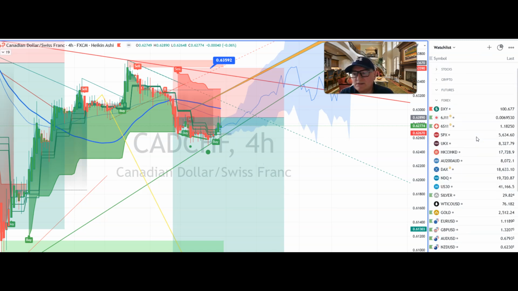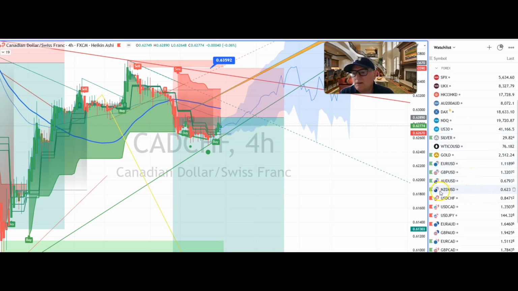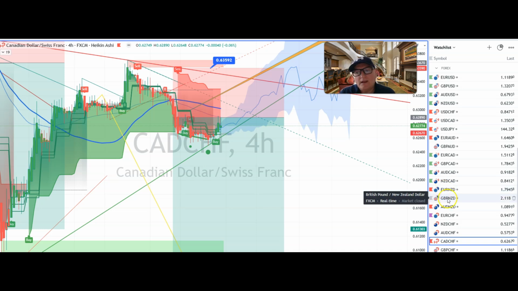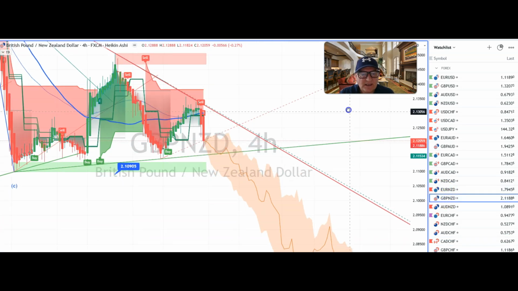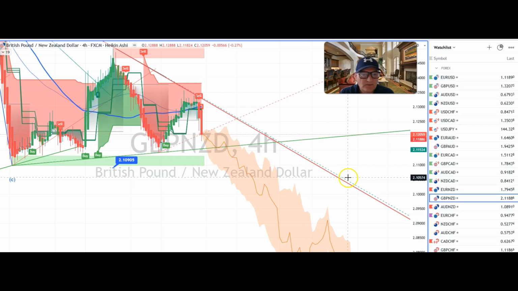So my favorite trades: gold, go long; silver, go long; euro long; pound USD long; Aussie USD long. Just wait for pullbacks and then buy them. New Zealand USD long; US Swiss short; US Canadian short, up nearly 300 pips. US yen short; euro Aussie short; euro Canadian long; pound Canadian long; Aussie Canadian long; New Zealand Canadian long; euro New Zealand short. Actually, the pound New Zealand is actually going to go short in the next couple of days.